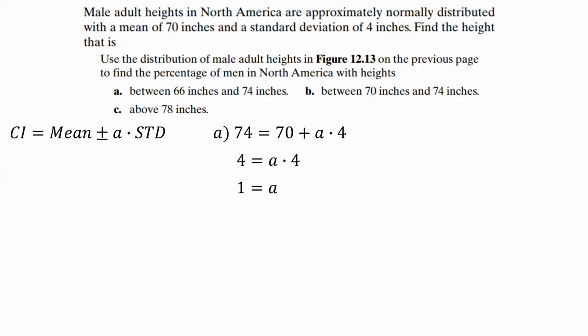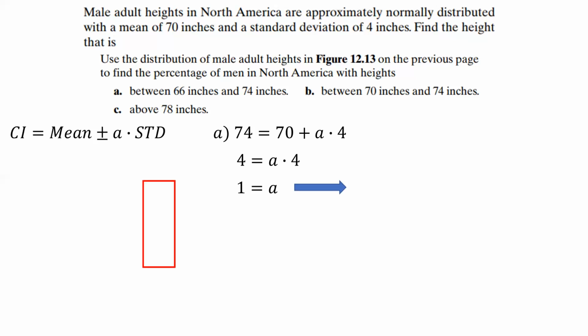And so my A is 1. And I should do the same thing for 66 inches. But if I do the same thing for 66 inches, I will also find that my A is 1. And so what that tells me is that this region that I'm trying to describe, the percentage of males that I'm trying to describe, are going to be 1 standard deviation above and 1 standard deviation below the mean.